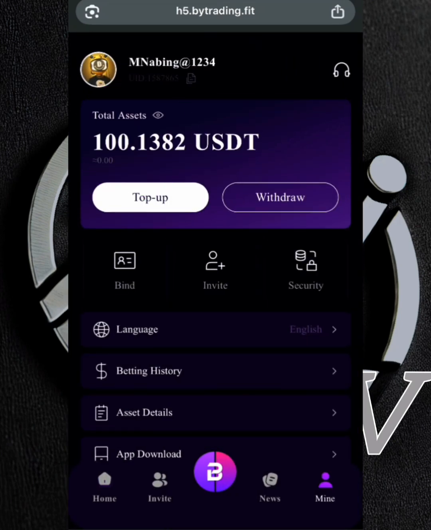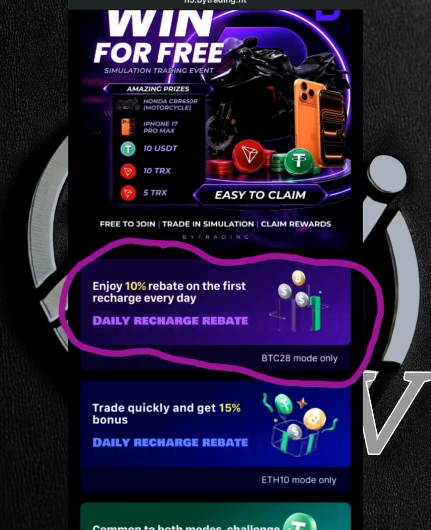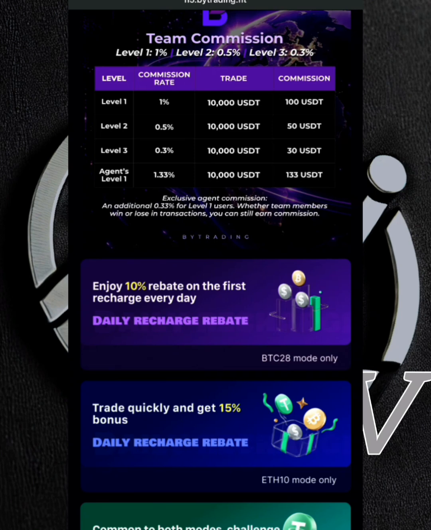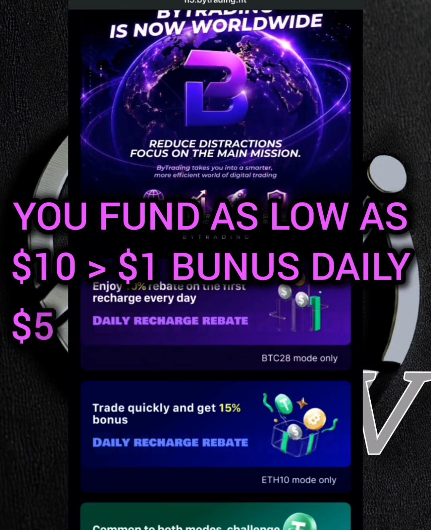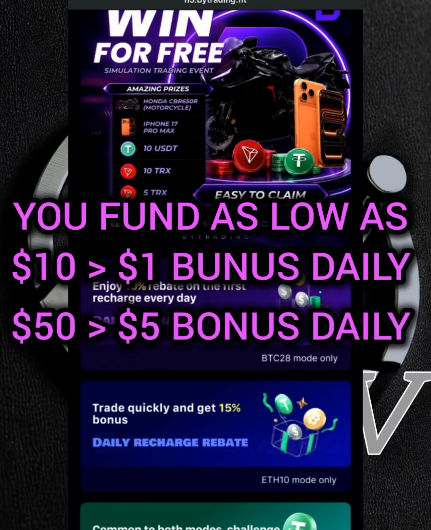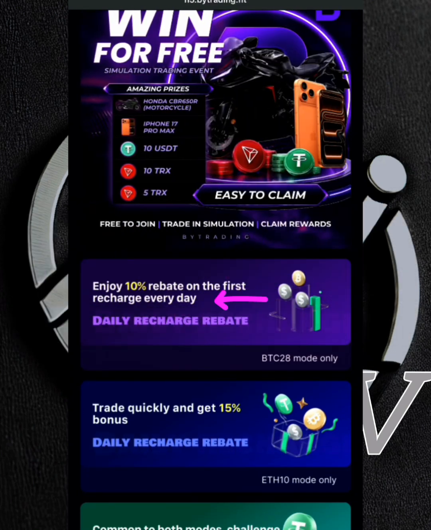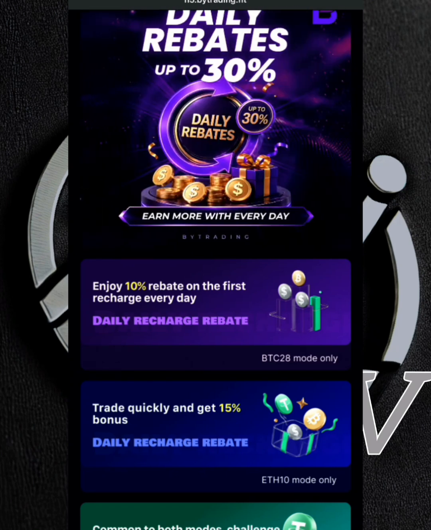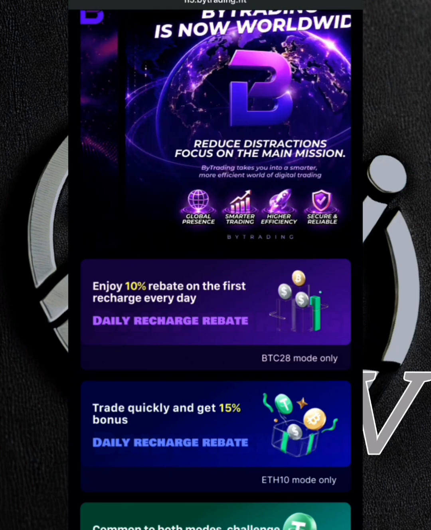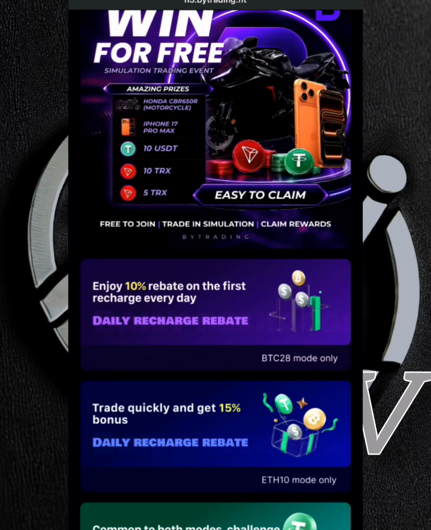Also, if you come right here to the beginner's tax, you get 10% on your first recharge. So it basically means if you fund your account with 10 USDT, you get a bonus of 1 USDT additionally. If you make a recharge of up to 50 USDT, you get 5 USDT. This 10% is given on your first everyday recharge on the platform, meaning that the offer goes on and on. You enjoy the benefit of depositing up to 50 USDT and getting a bonus of 5 USDT, and you can still get this same benefit the next day and the next day after.